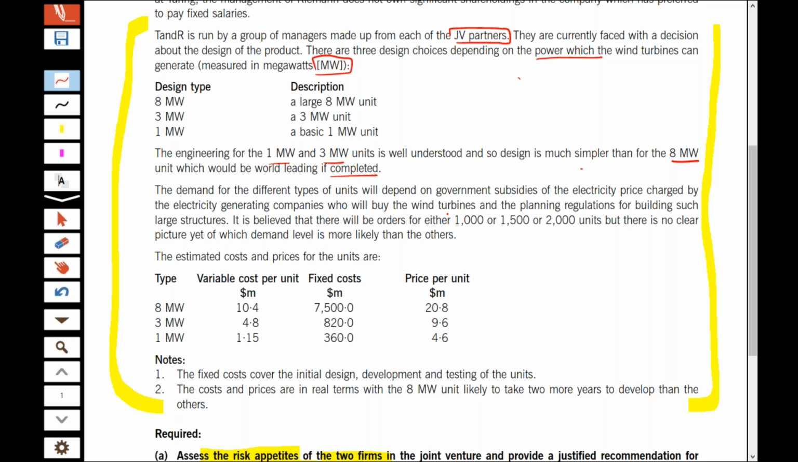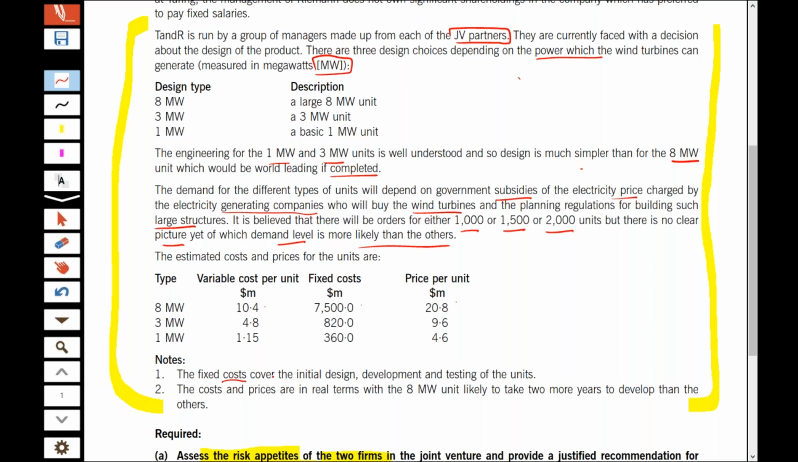The demand for different types of units will depend on government subsidies of the electricity prices charged by the electricity generating companies who will buy the wind turbines, and the planning regulations for building such large structures. It is believed that there will be orders for either 1,000, 1,500 or 2,000 units, but there is no clear picture yet on which demand level is more likely than others. We have been given the estimated costs and the prices for the units: variable cost per unit, fixed cost, and price per unit.